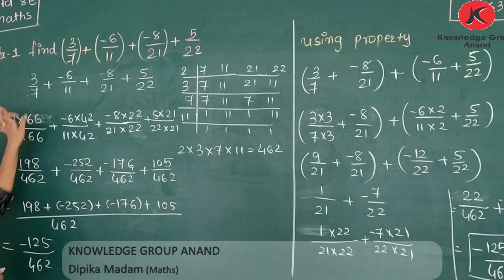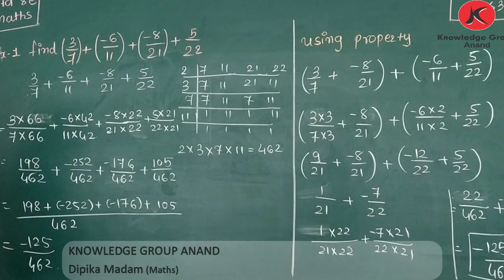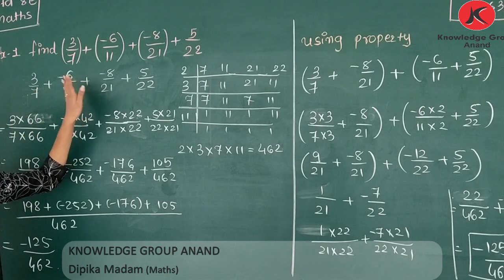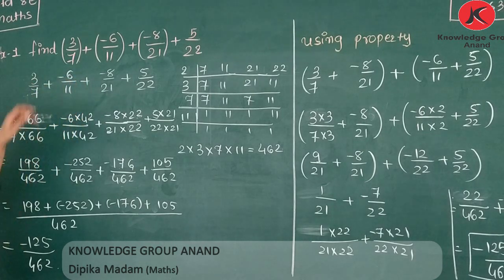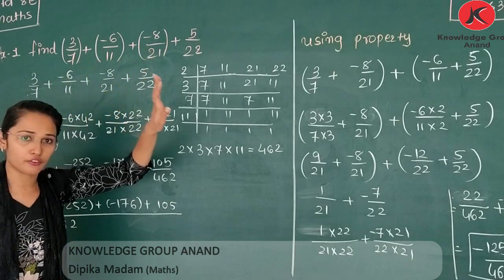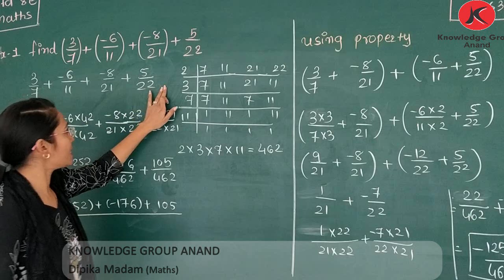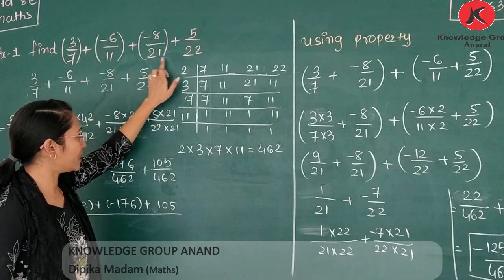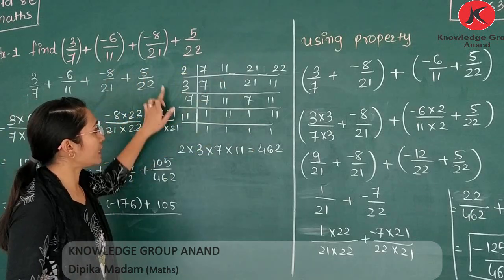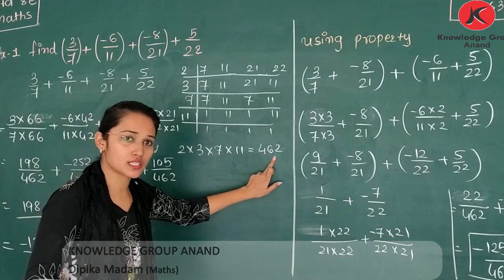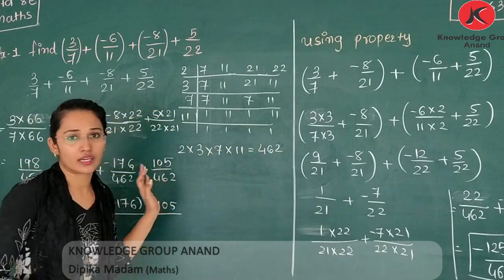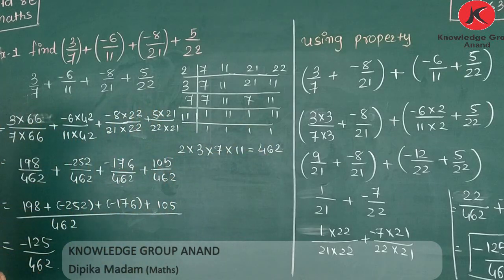First you can see there are four rational numbers. All are in addition, which means we need to take the LCM, because the denominators are different. So we take the LCM of 7, 11, 21 and 22. If we take the LCM, we get 462. We already learned LCM in 6th standard. We have already learned in 6th standard how to take the LCM.